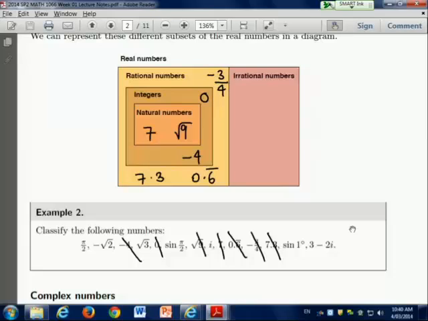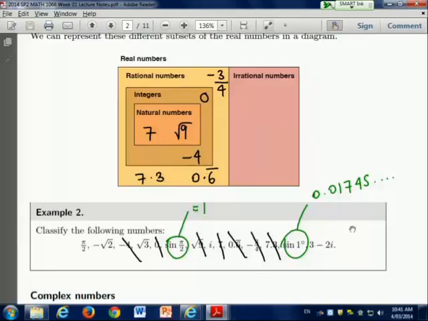Sine of pi on 2, does anyone know what its value is? Sorry? No, I'm not being very fair to you. This one's value is 1. I don't expect you to know it. This one's value is 1, so we could actually put it in integers, or in natural numbers. This guy, sine of 1 degree, is some weird looking fraction, decimal. I didn't expect you to know all of these.